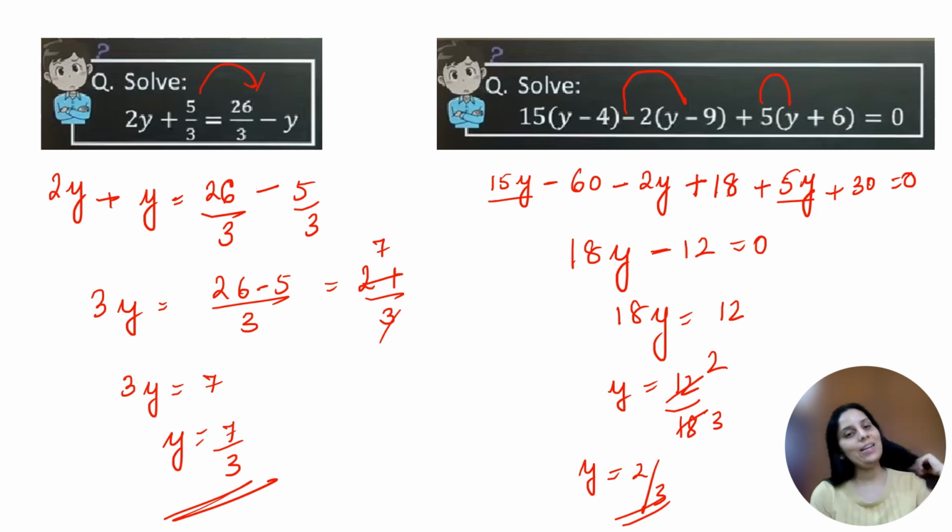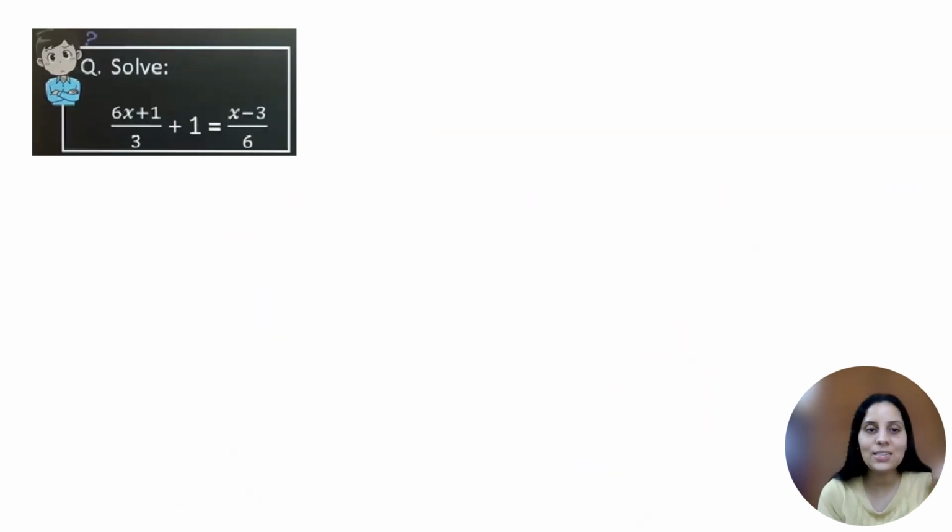I hope this is clear. Now next up we have this one. Here obviously I cannot transfer 3 to the other side, as 3 is not for the whole left hand side. So first step is we will take the LCM. So what is the LCM here?